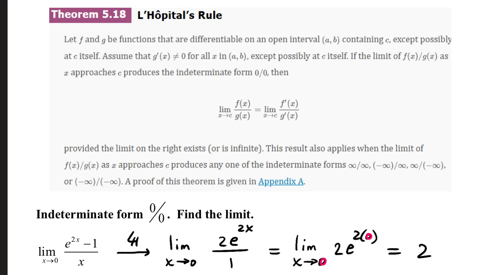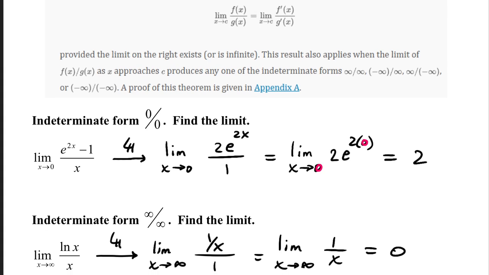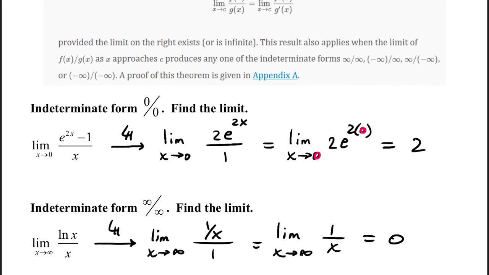Let's look at an indeterminate form where we have 0 over 0. In this top limit, we have the limit as x approaches 0 for e to the 2x minus 1 over x. Notice a direct substitution of 0: e to the 2 times 0 is 1, minus 1 is 0. In the denominator, a direct replacement with 0 is also 0. And so we get a 0 divided by 0 form.